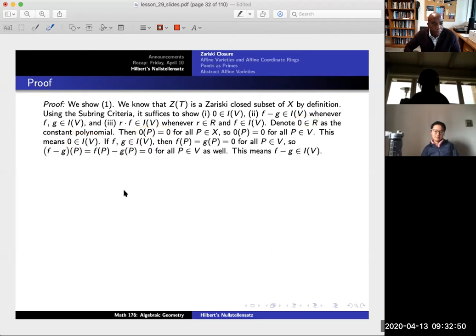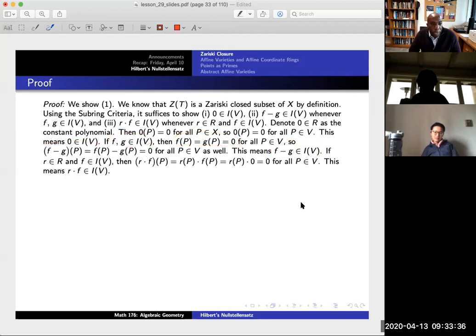So what about the second statement? Well, let's pick f and g in our set I of V. Then I know that if I evaluate at P, I always get back 0. That's just what it means to be in I of V. If I evaluate at any point P, then I get back 0. So now let's take a look at the difference of the 2 polynomials. I can evaluate the difference at P, and I just get 0 minus 0, which is 0. So that means that the difference, f minus g, has to be in this set. Again, all that we're doing is just evaluating at P.